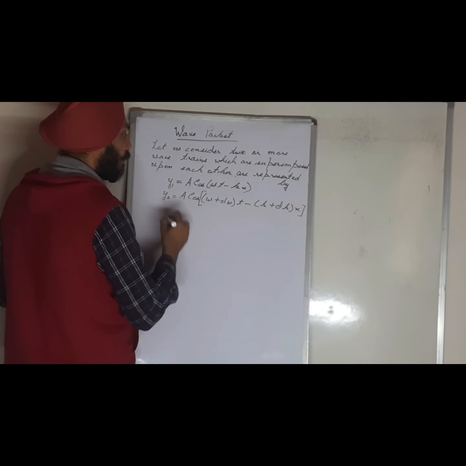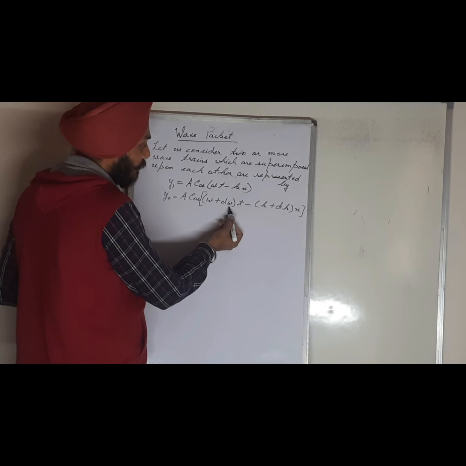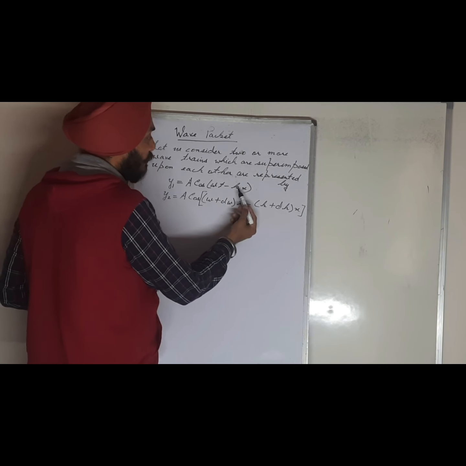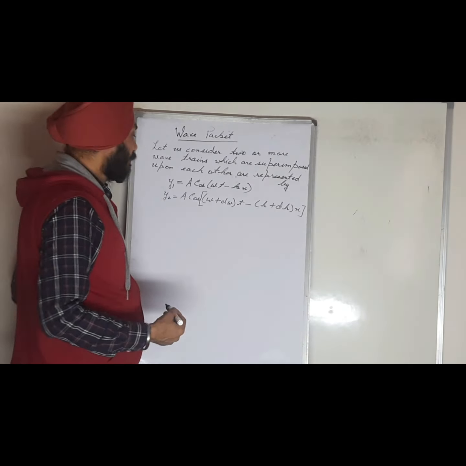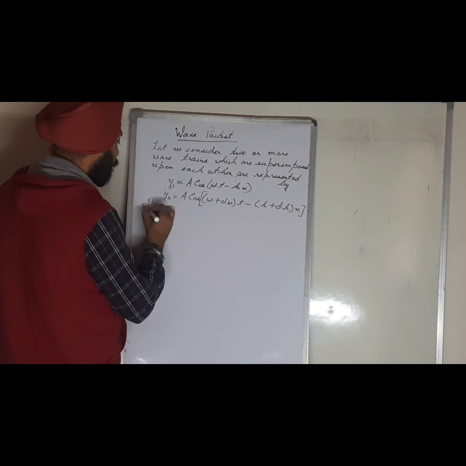So these are the two wave trains having slightly different angular frequencies, omega and omega plus d omega, and propagation constants k and k plus dk, right? And now these two wave trains are superimposed. Apply the principle of superimposition.